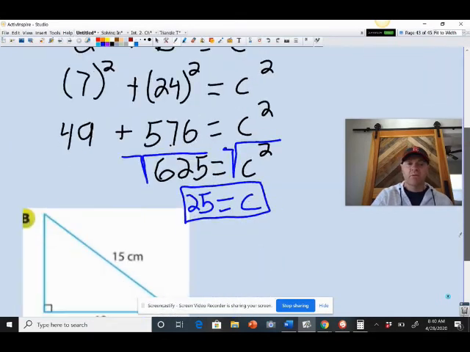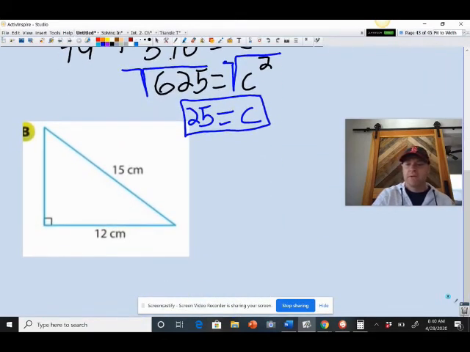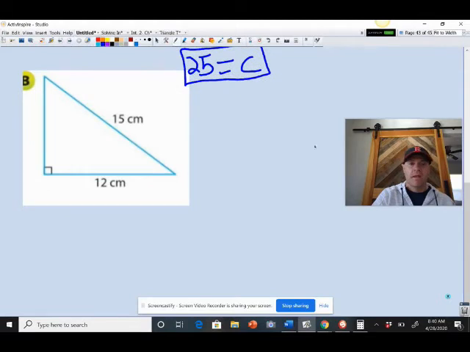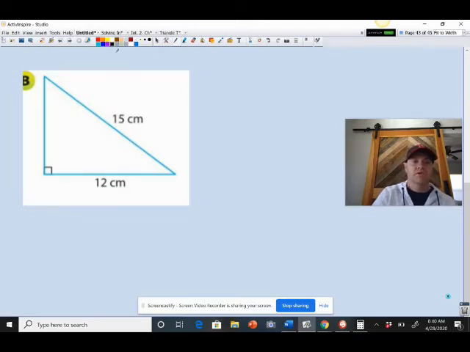Let's move on to the second one. That's going to be all the way down here. And what I'm going to do is get rid of that. And now we're going to match this up. Okay, so we're going to start by finding this missing side over here. We're going to start by writing A equals, B equals, and C equals.